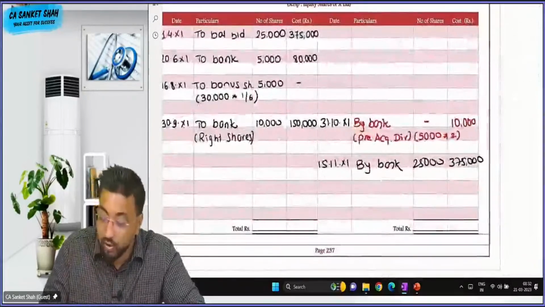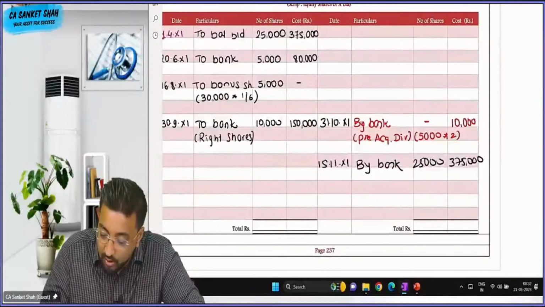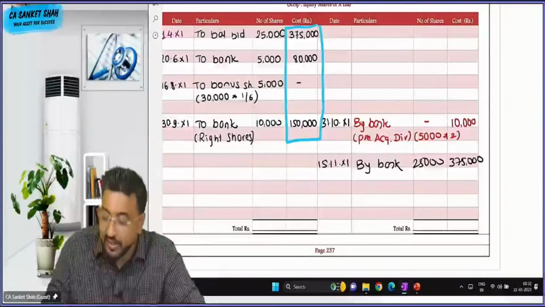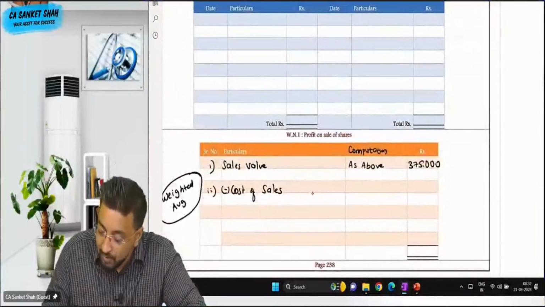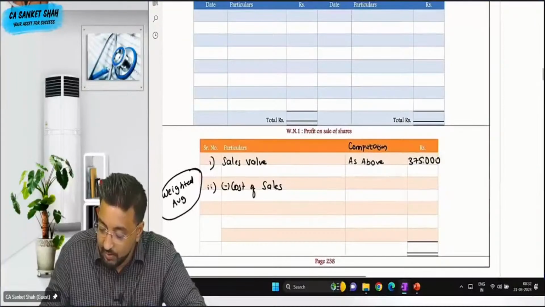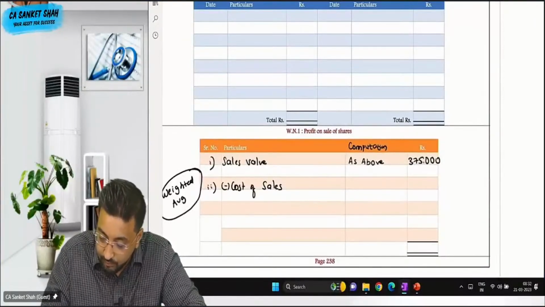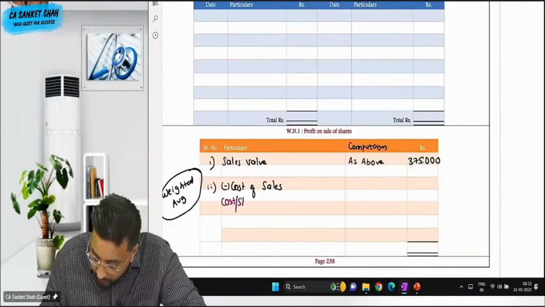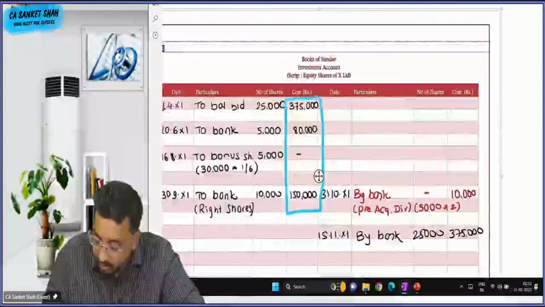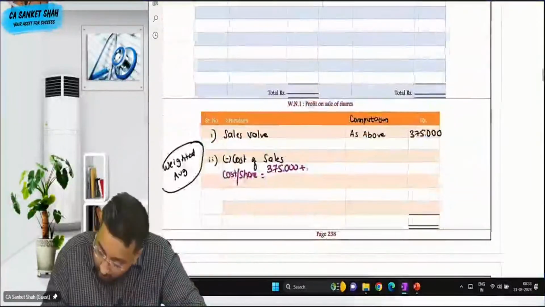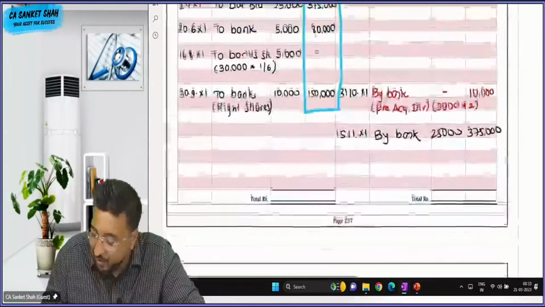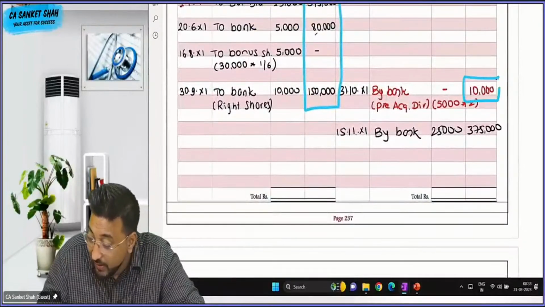So what is my cost, beta? Total cost. Yes, you can see here my total cost: 3,75,000 plus 80,000 plus 1,50,000. Now what is cost per share? How to calculate cost per share is very simple. Cost per share is equal to 3,75,000 plus 80,000 plus 1,50,000, minus this 10,000. 10,000 deducted.